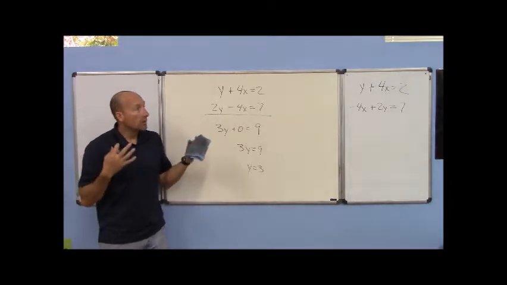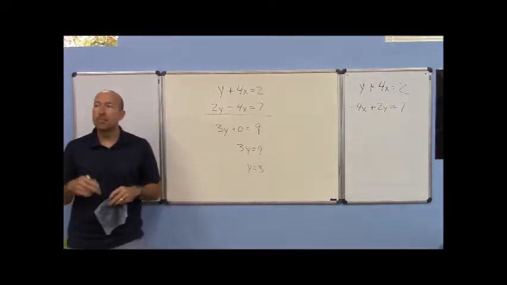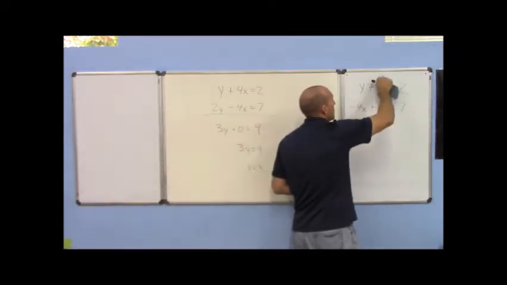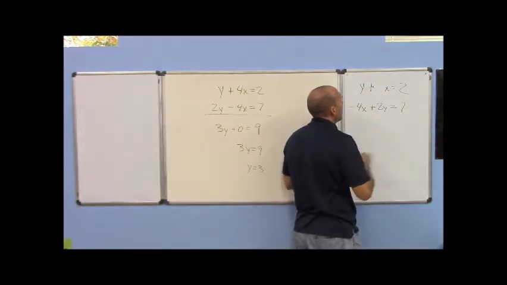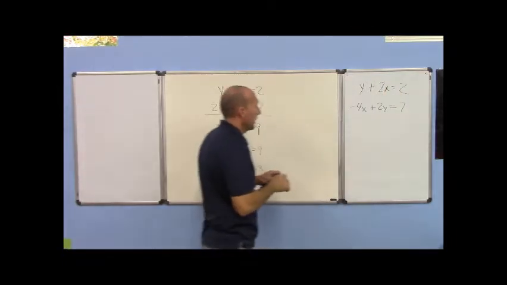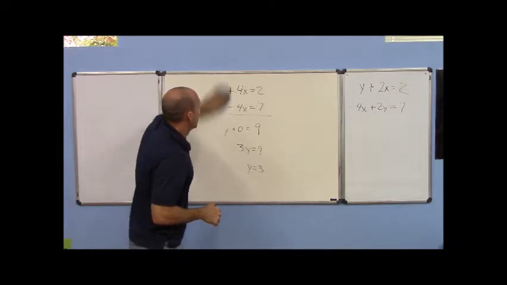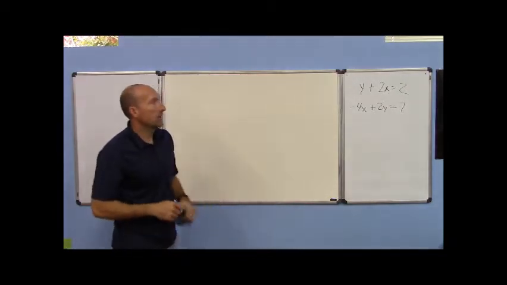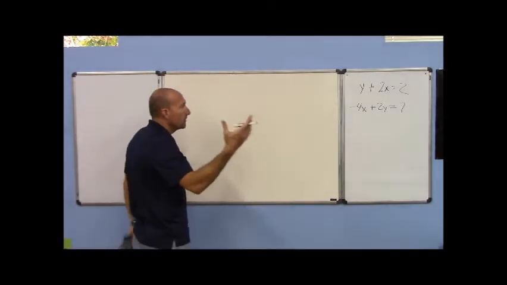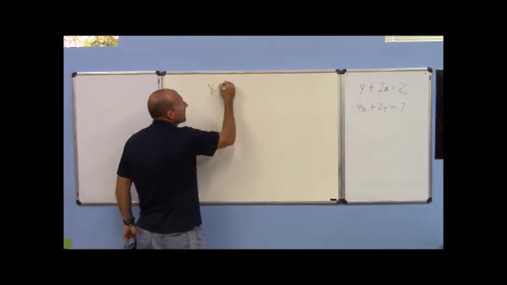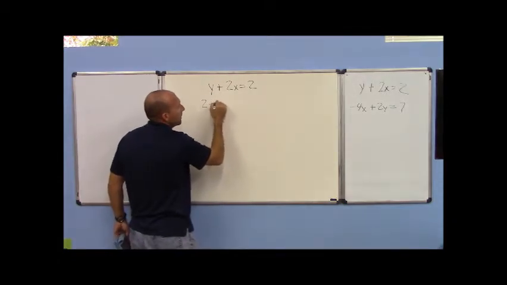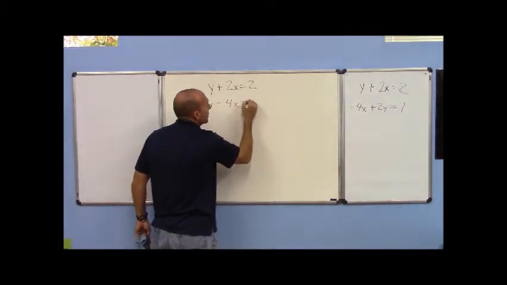All right. What we can do, and this is kind of a step further with the addition method, what if this were a 2x right here? If this equation was 2x minus 2, let's just say you were told you have to use the addition method to solve this. Well, let me first line these things up. y plus 2x equals 2, and 2y minus 4x equals 7.